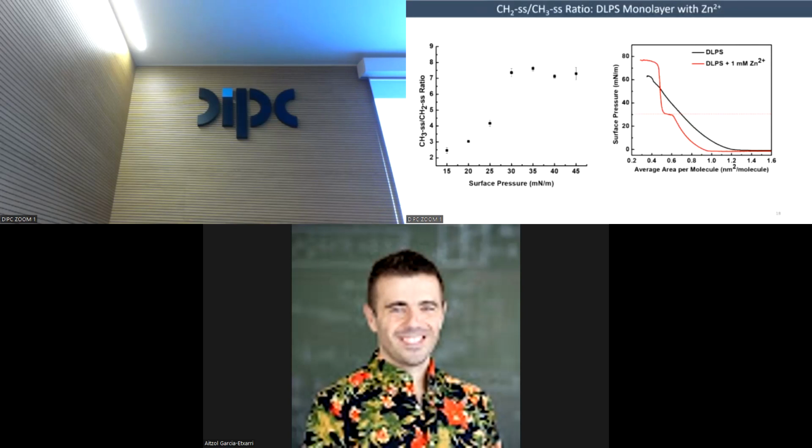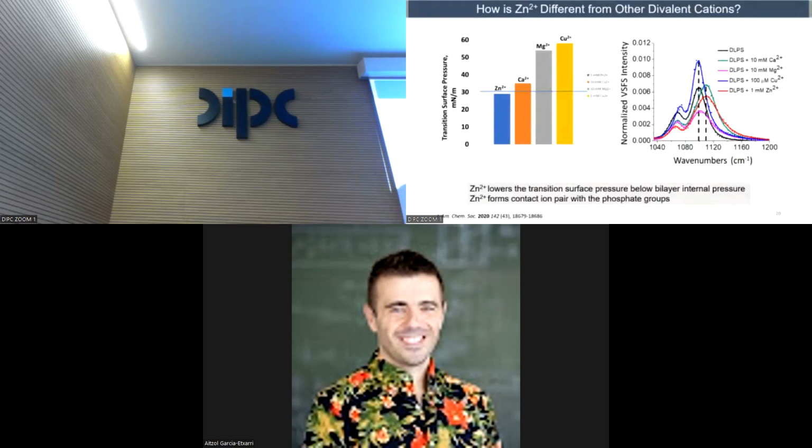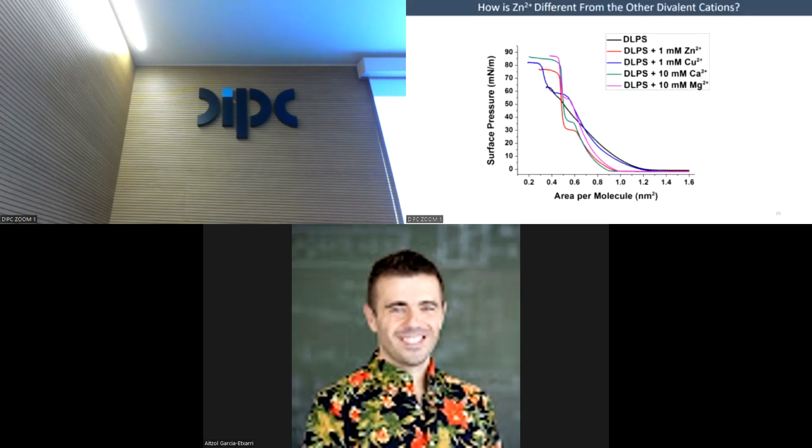Then the question is, what is really special about zinc, right? And we did the pi-A diagrams with all the other divalent cations that we were interested in. And interestingly, all of them can induce monolayer phase transitions. But zinc is the only ion that induces phase transition around 30 millinewtons per meter or slightly below. So that's what is different about zinc.